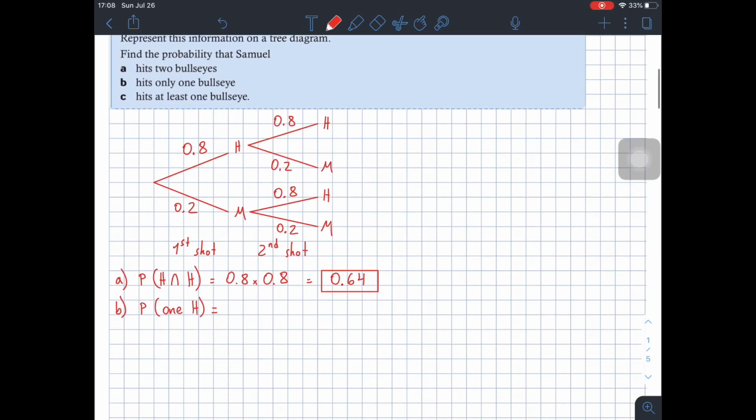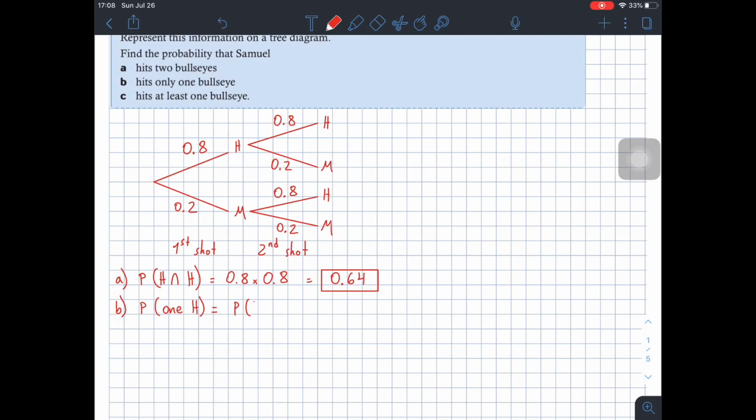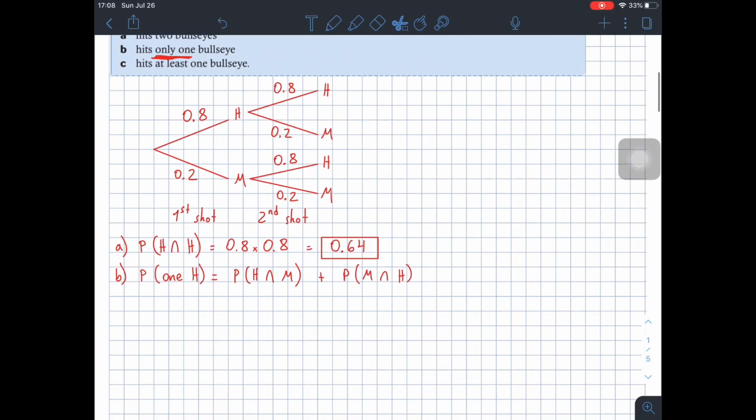And this would be the probability of hit and miss. And the other possibility in the universe is the probability of missing and then hitting, right? Pay attention that it says hits only 1 bull's eye. If it says hits 1 bull's eye, then I would have to contemplate a third possibility, which would be the probability of hit and hit. But since it says only 1, then this possibility is not contemplated. Okay? So those are the 2 possibilities.